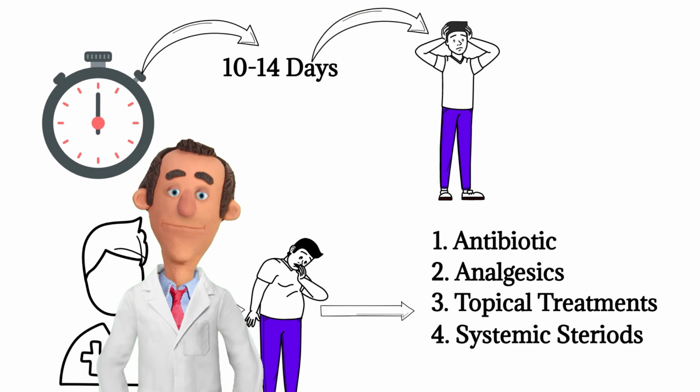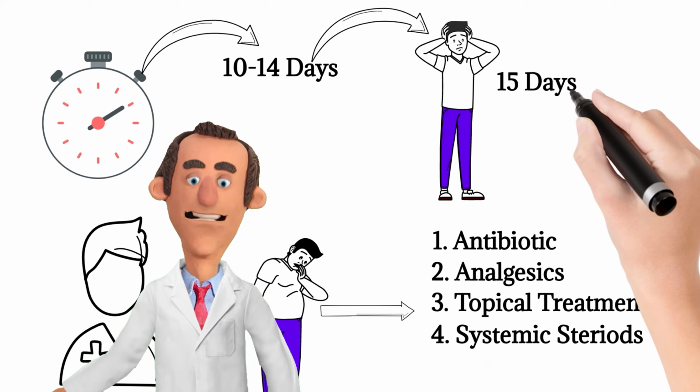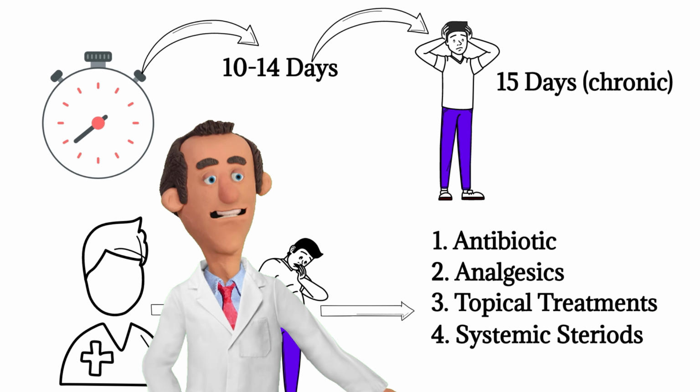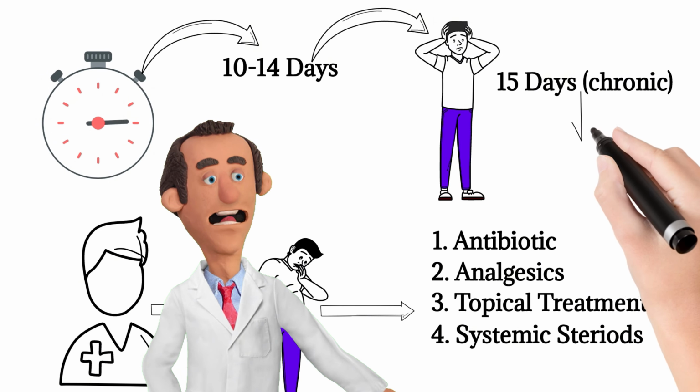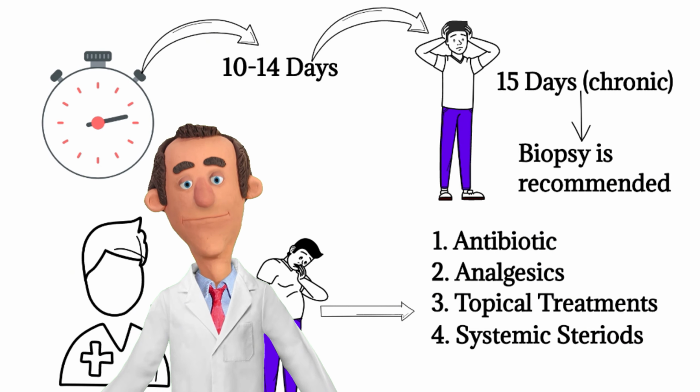and promote healing. If an Aphthous ulcer persists for more than 15 days or becomes chronic or non-healing despite treatment, a biopsy may be recommended to rule out other potential causes or underlying conditions.